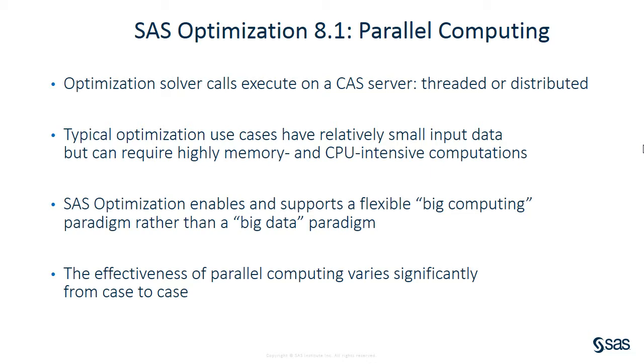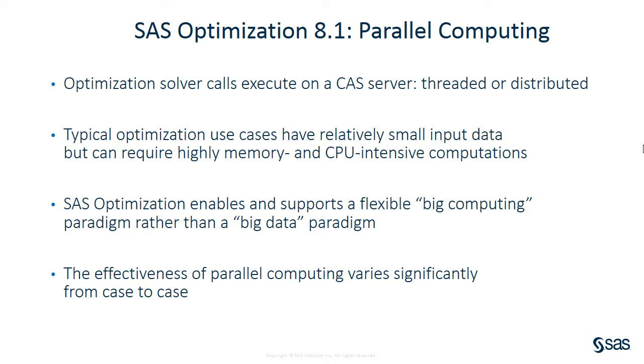However, it's important to point out that typical optimization problems have comparatively small data, and yet involve highly memory and CPU-intensive computations. An optimization problem can take a long time to solve despite its small input data. For this reason, SAS Optimization on Viya implements more of a big computing paradigm than a big data paradigm. A corollary is that data can be moved or replicated as needed to gain additional computing capability, because moving and replicating comparatively small data isn't expensive.